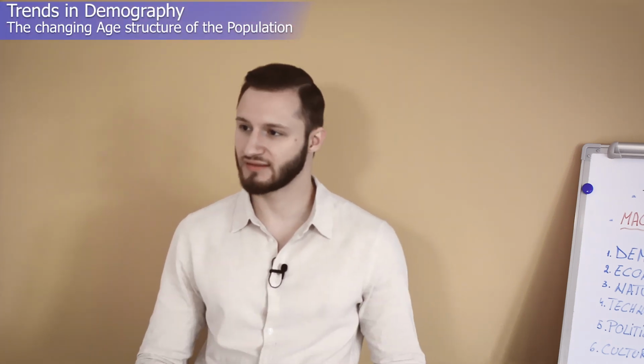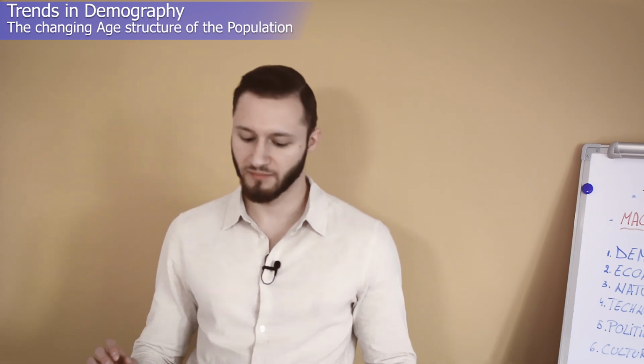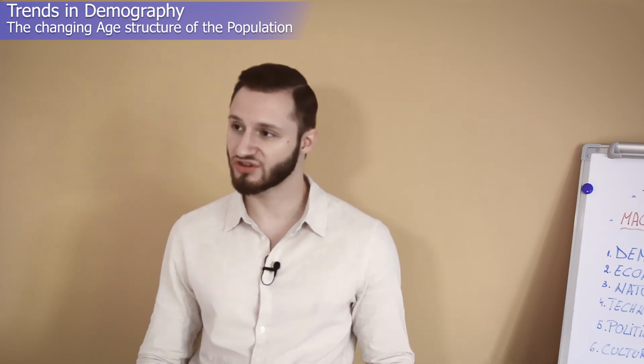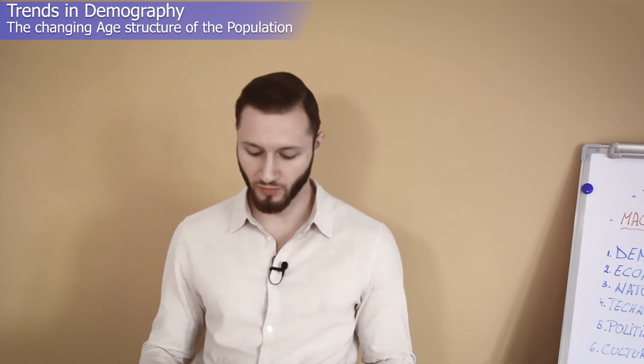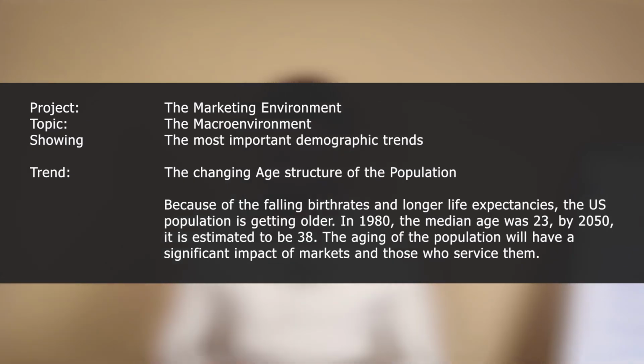It is estimated that by 2030 the population of the United States may reach 360 million people. The most important trend in the United States at the moment is the changing age structure of the population. Because of the falling birth rates and longer life expectancies, the US population is getting older. In 1980, the median age was 23. By 2050, it is estimated to be 38.